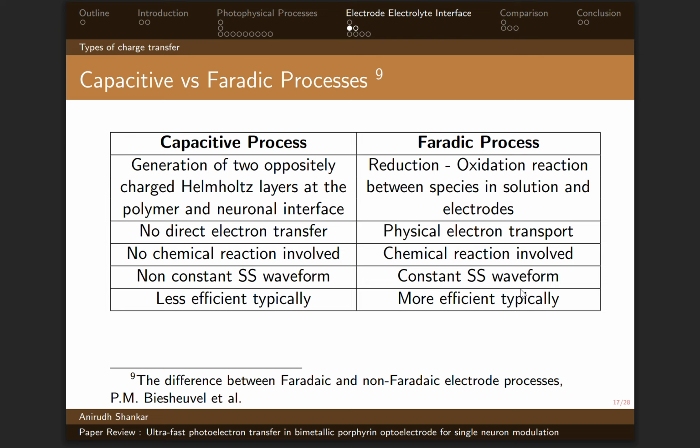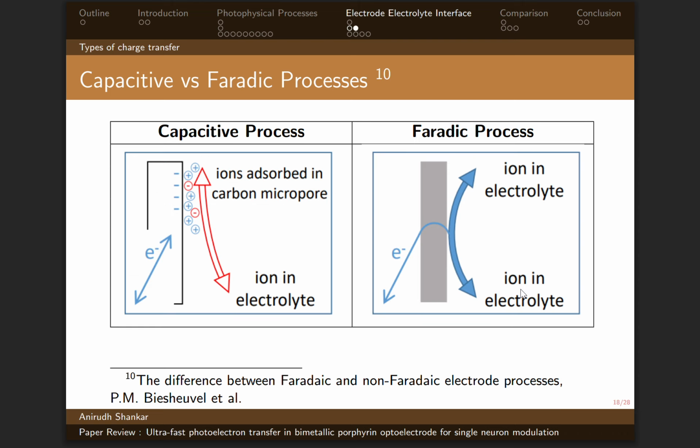And it is typically assumed that a Faraday process is much more efficient than a capacitive process. And this is a diagrammatic illustration of the same. There is induction of charge at the electrode-electrolyte interface in a capacitive process, whereas in a Faraday process, there is physical transport of electrons from the electrolyte to the electrode.